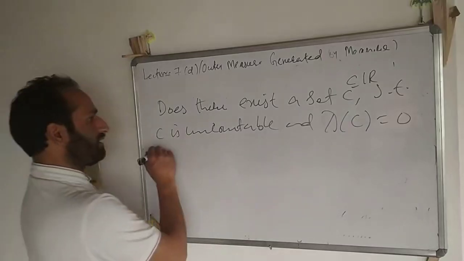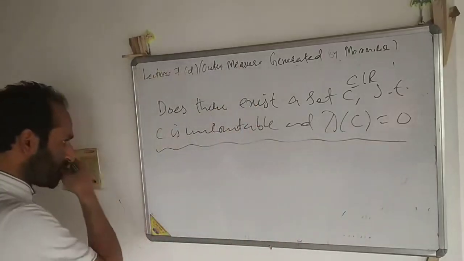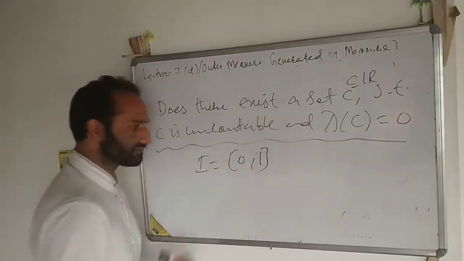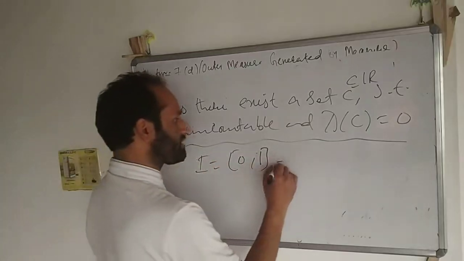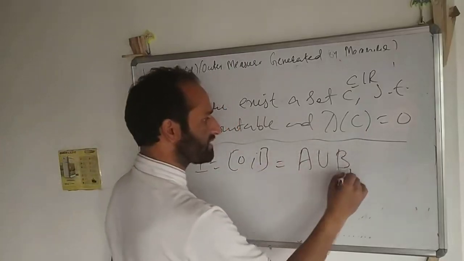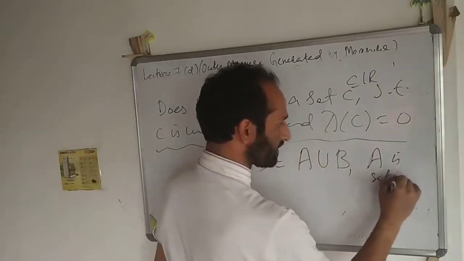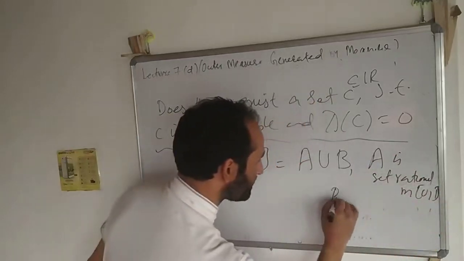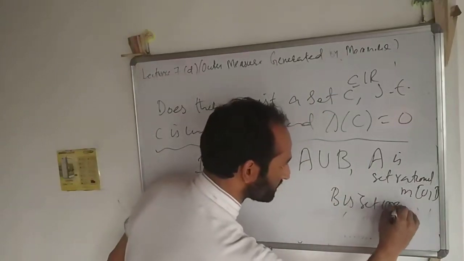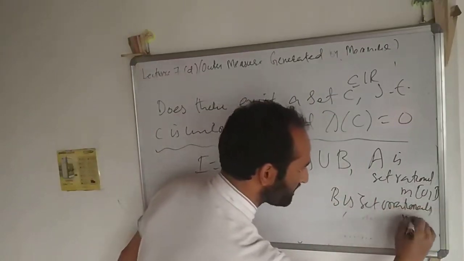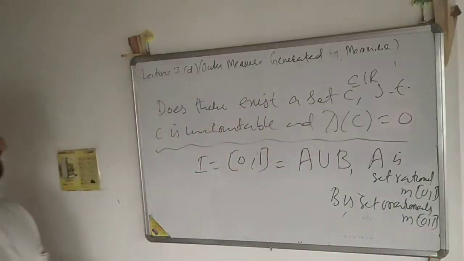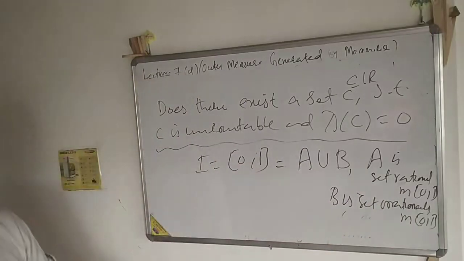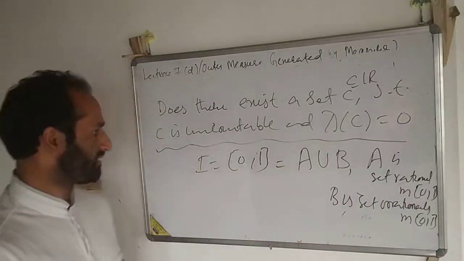So next, suppose we have an interval I equal to [0, 1]. Then I can write it as a union of two sets, where A is the set of rationals in [0, 1], and B is the set of irrationals in [0, 1]. These are two sets. The interval [0, 1] is equal to rationals union irrationals.